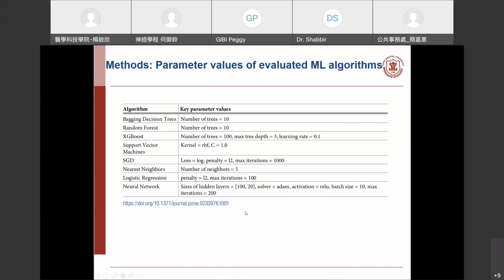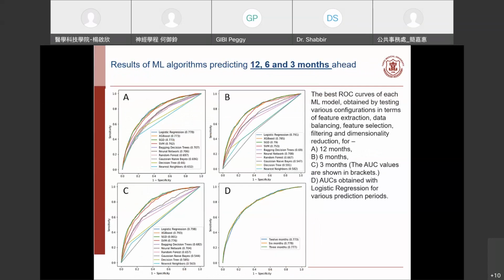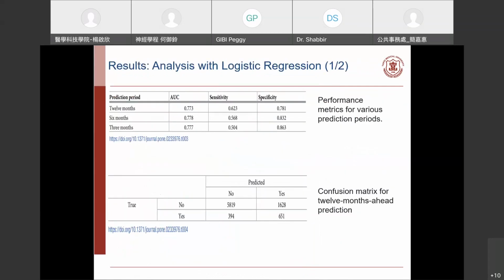So in short, we were able to predict in the next 3 months, 6 months, or 12 months whether hemodialysis will be needed, given the current status of the disease. So these are the details of those diseases, and we got very good results. At least, I cannot say 77 is very good, but it is good for public health.